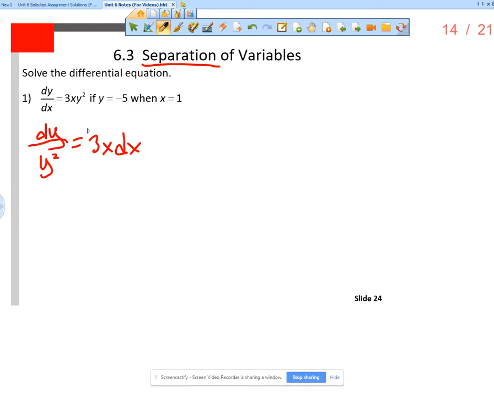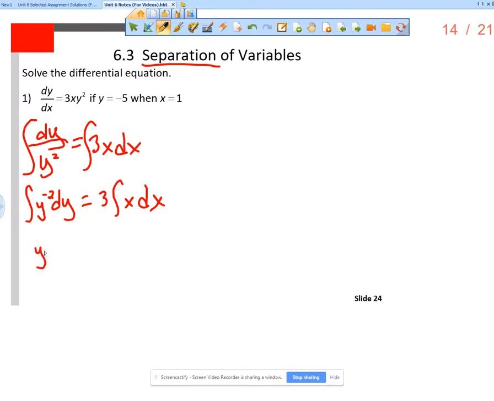But now when we integrate, we are not just going to get y on the left side. So on the left side, how do I integrate dy over y squared? Well, I would probably rewrite that as the integral of y to the negative second dy. All right. And on the right side, of course, we could just say, well, this is 3 times the integral of x dx.